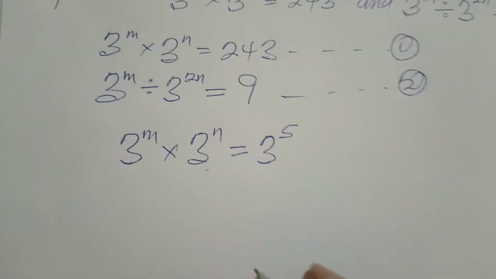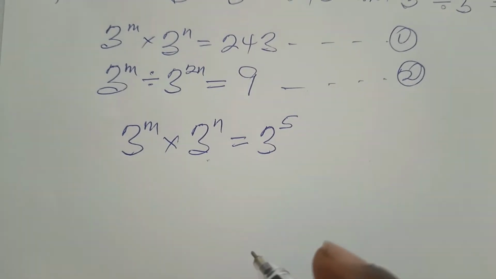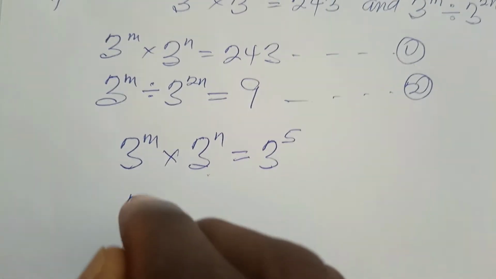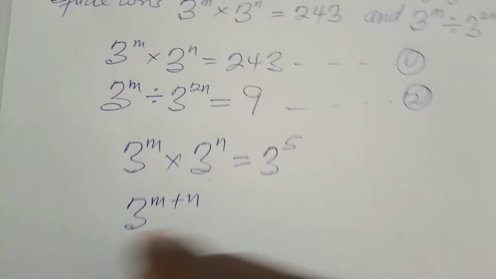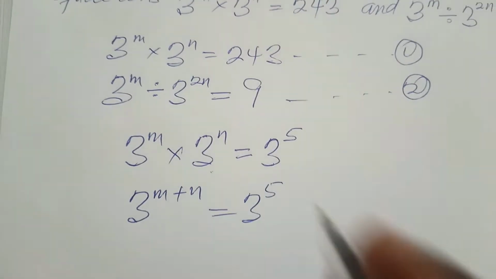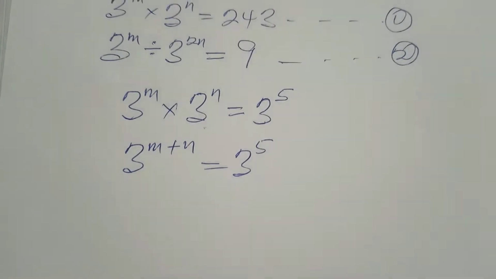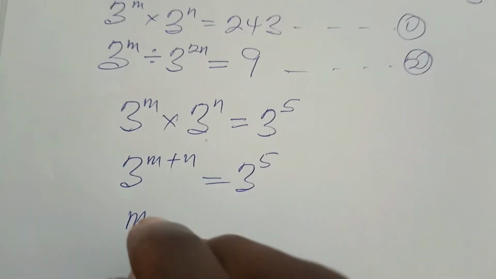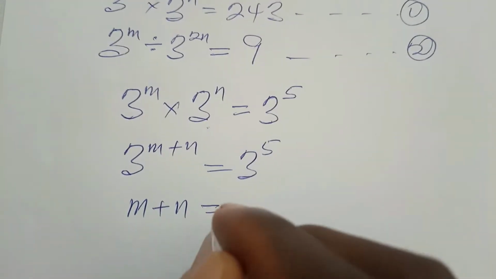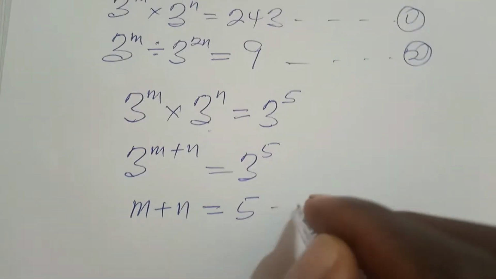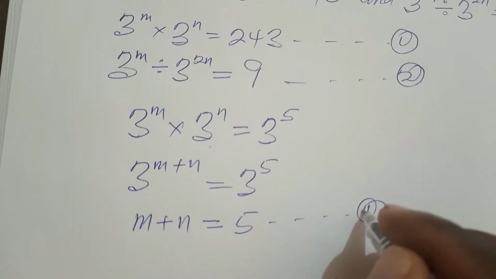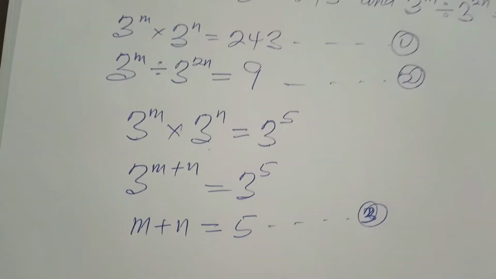And then from the laws of indices, we can simplify further before we equate the bases: the left side becomes 3 exponent m plus n because of the multiplication, giving us 3 exponent 5. So here, since the bases are the same, we equate exponents. So m plus n will give us 5. Sorry, we have equation 1 and 2 there, so let's make this one our equation 3.